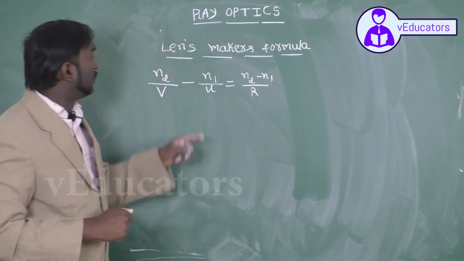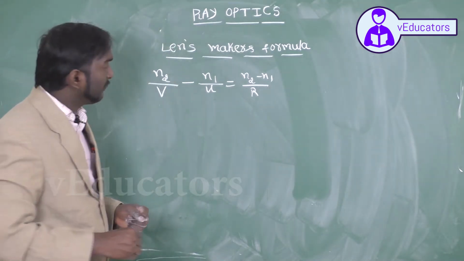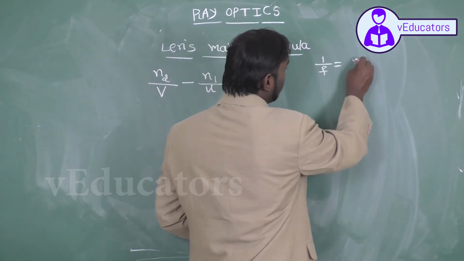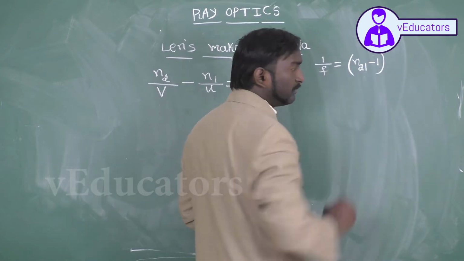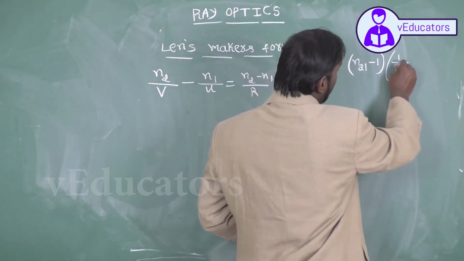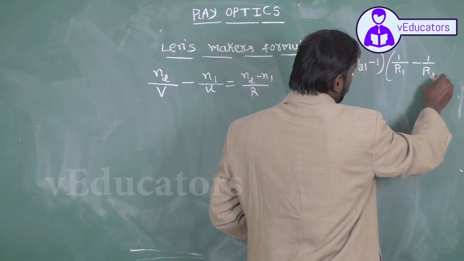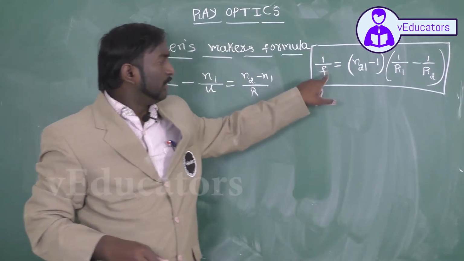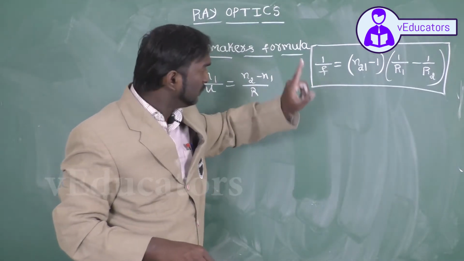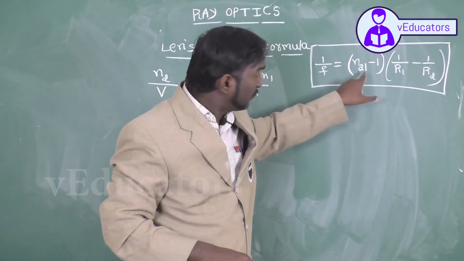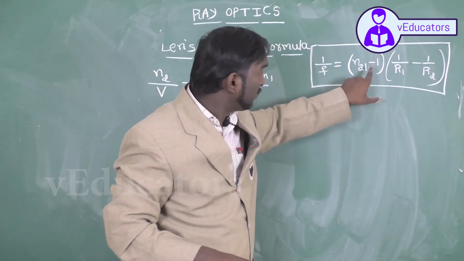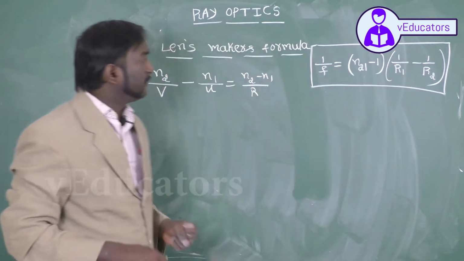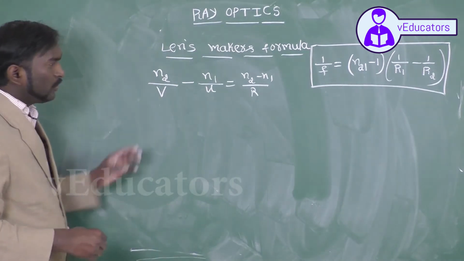Using this, I can derive the lens maker's formula, that is 1 by f is equal to (n21 minus 1) into (1 by r1 minus 1 by r2). So it's the lens maker's formula. It gives the relation between focal length, refractive index of the second medium with respect to the first, and the radius of curvature of two surfaces. How to derive this equation?